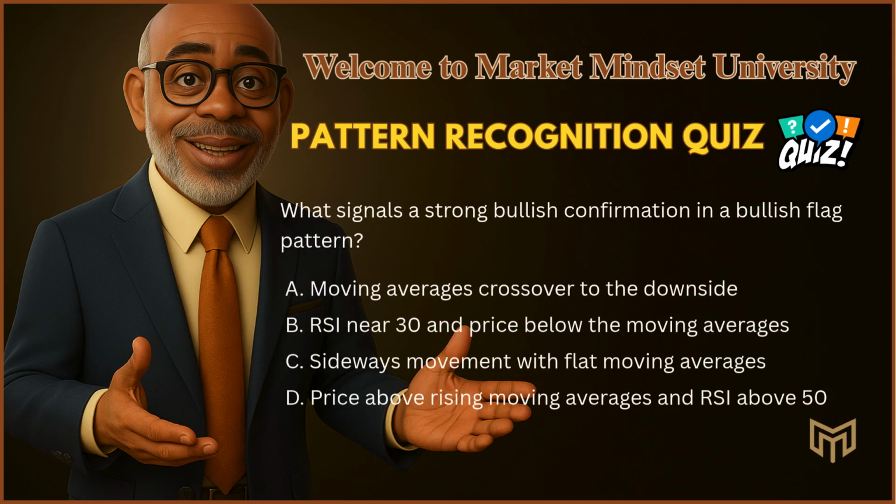Question 5. What signals a strong bullish confirmation in a bullish flag pattern? Is it A, moving averages cross over to the downside, B, RSI near 30 and price below the moving averages, C, sideways movement with flat moving averages, or D, price above rising moving averages and RSI above 50? Consider what confirms strength within an uptrend.